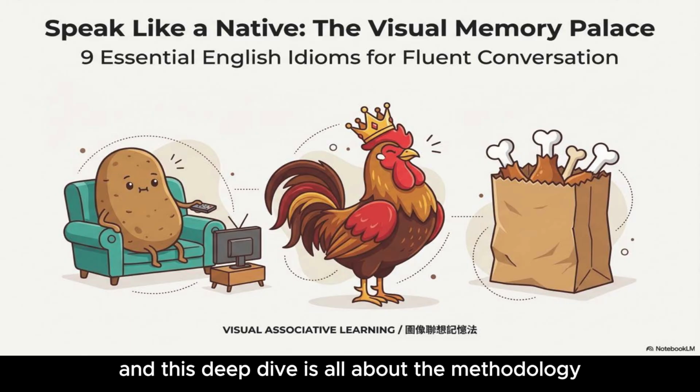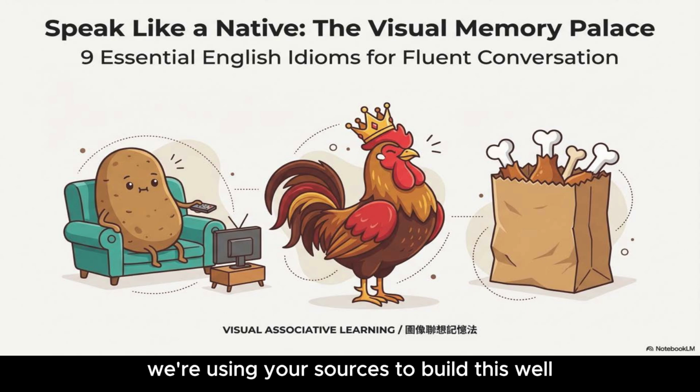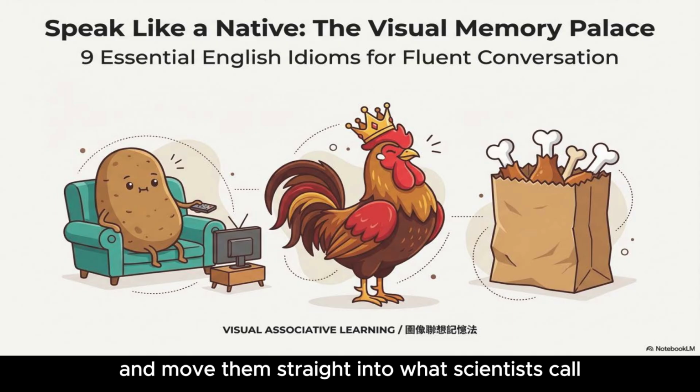Right, and this deep dive is all about the methodology. We're using your sources to build this powerful mental architecture. It's called visual associative learning, or the visual memory palace technique. Exactly. And the goal isn't just to teach you 9 idioms. It's to take those phrases and move them straight into what scientists call permanent memory.